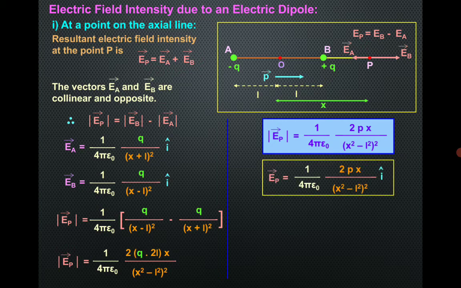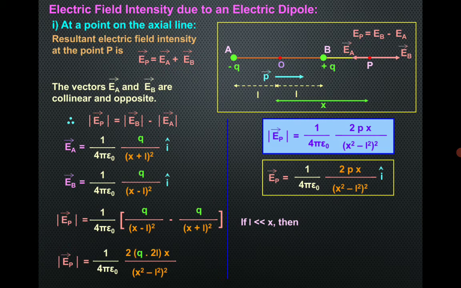In the vector form we can write: vector EP is equal to 1 upon 4 pi epsilon naught 2px upon (x square minus L square) whole square I cap. Why? Because the resultant electric field intensity is acting towards the right only, because EB is greater than EA, so the resultant vector will also be acting in the direction of EB, and that is the positive direction of the x-axis. That's why I cap is used.